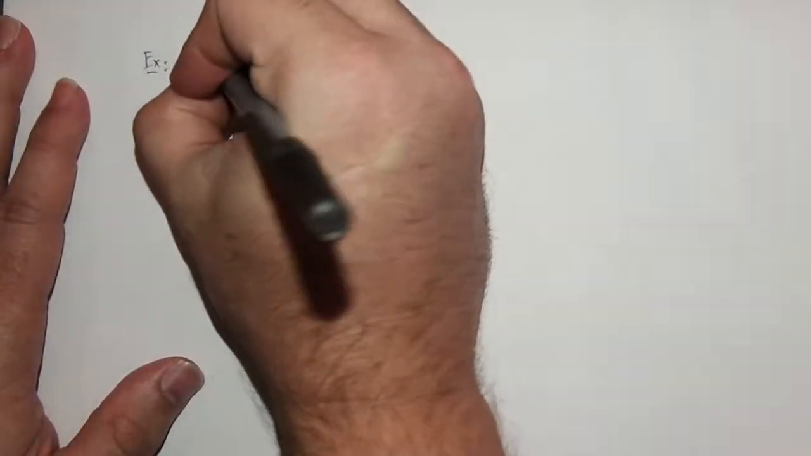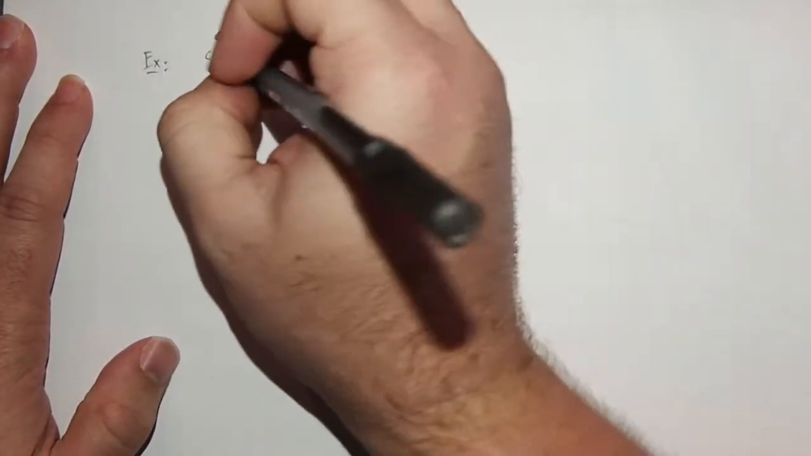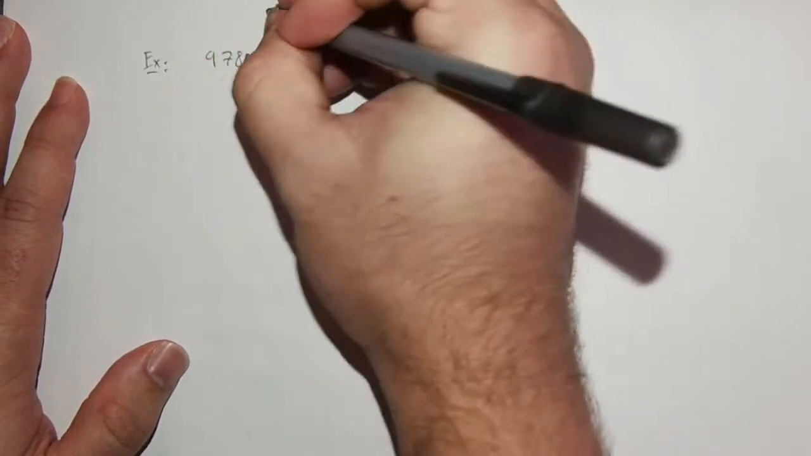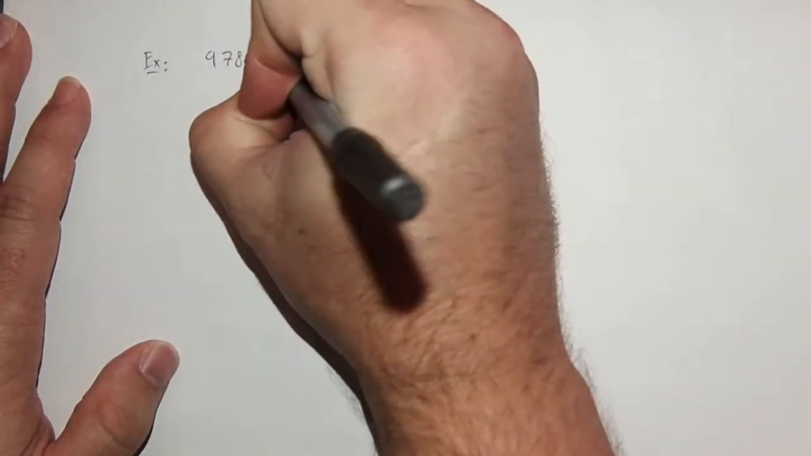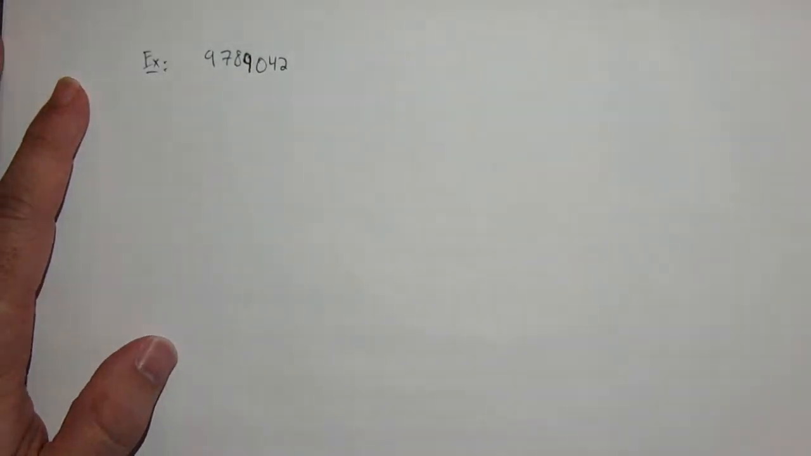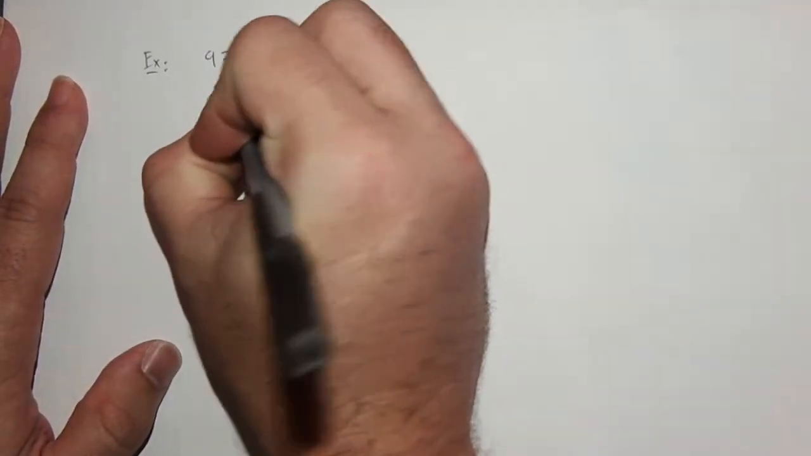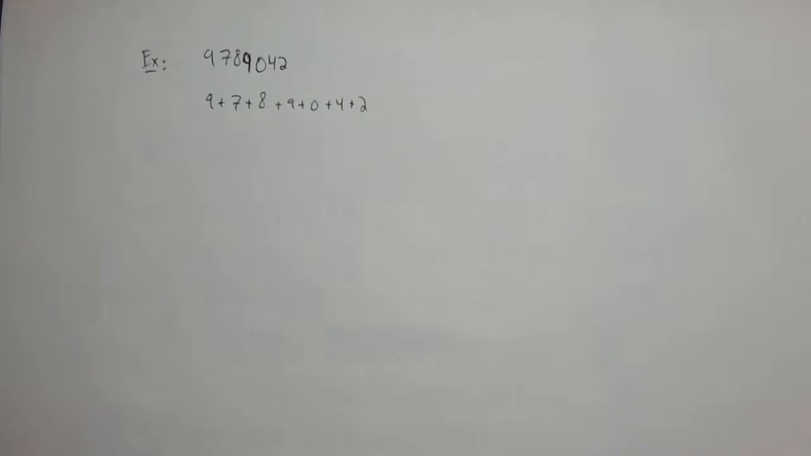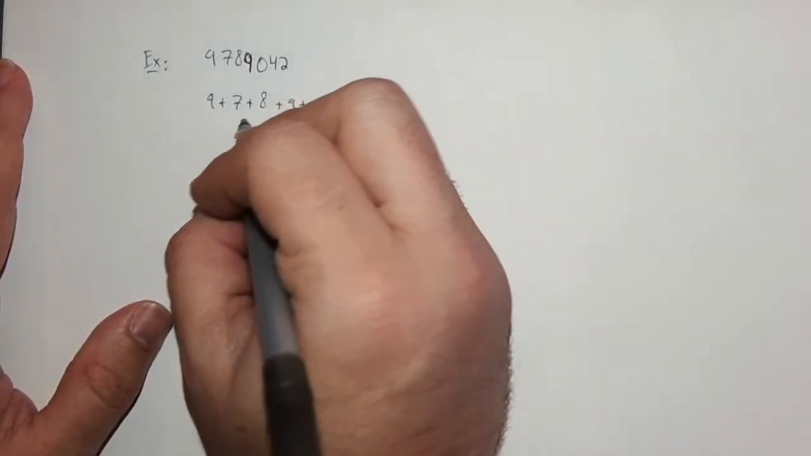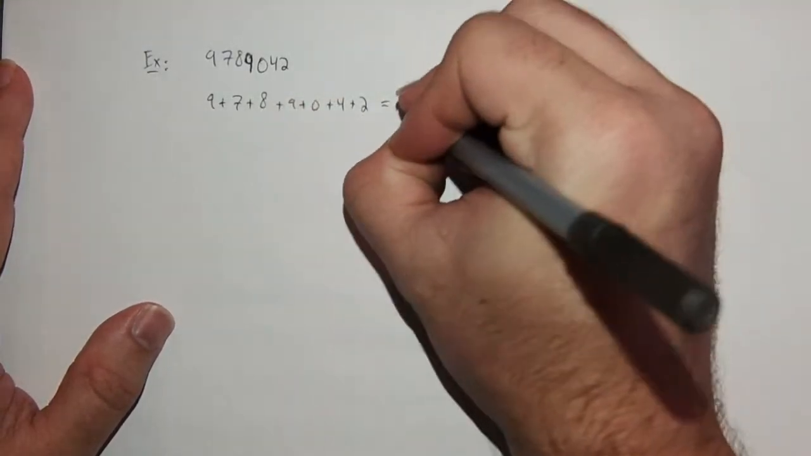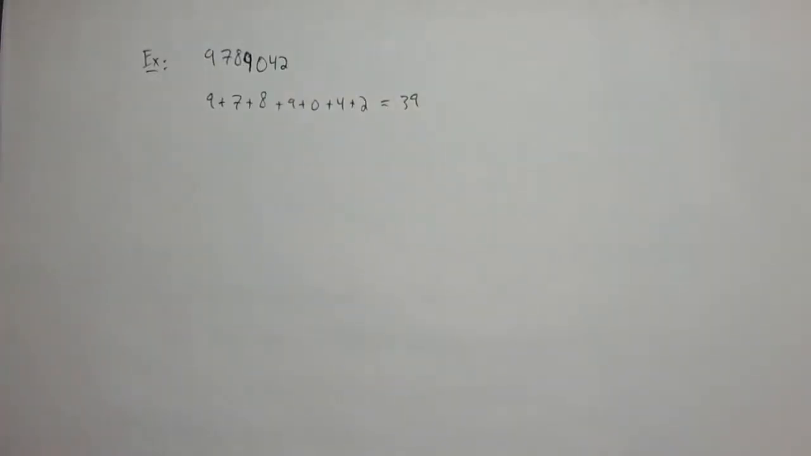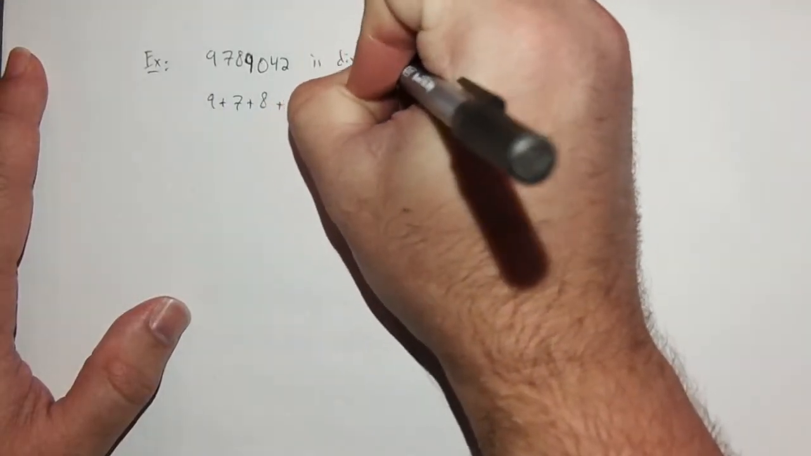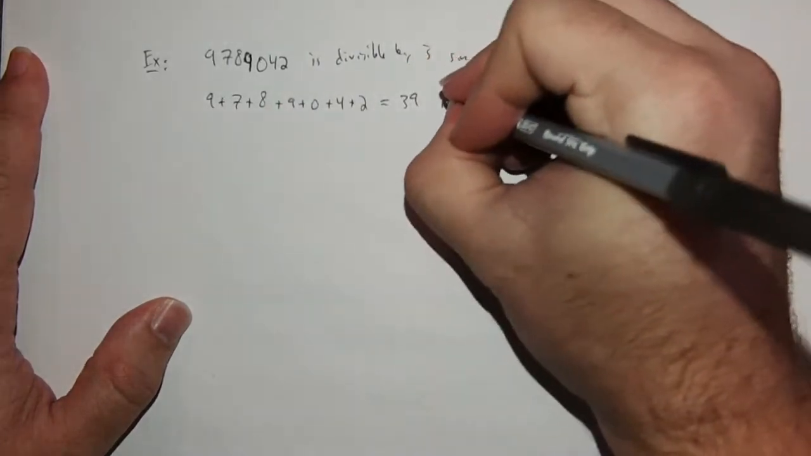Let's see whether or not 9,789,042 is divisible by 3 or by 9. Well, 9 plus 7 plus 8 plus 9 plus 0 plus 4 plus 2. If I sum all this together, so 15, 18, so 33 plus 6, so 39, yeah. So this is 39. That's divisible by 3. So this is divisible by 3 since 39 is divisible by 3.